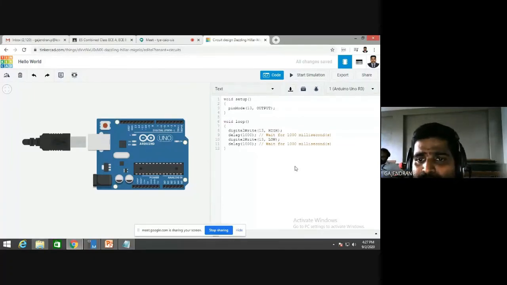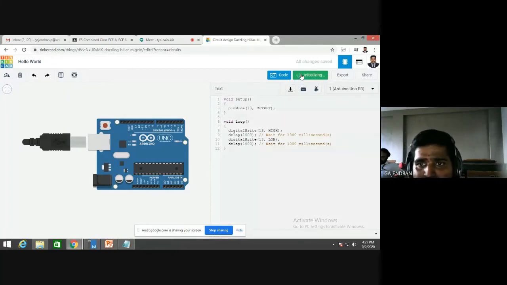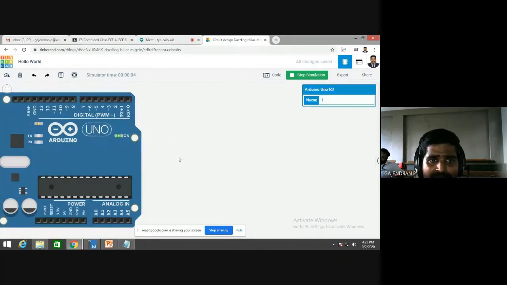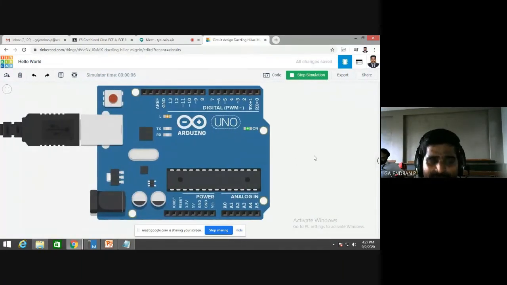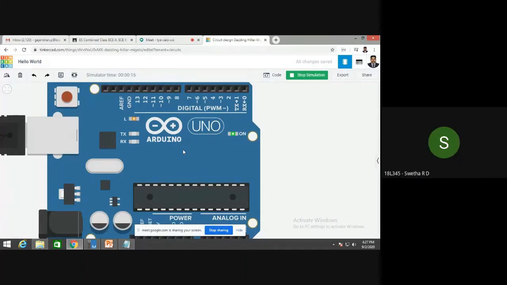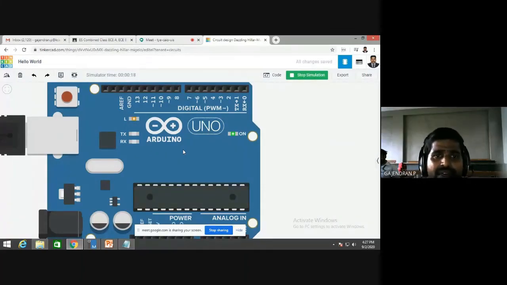What I need to do: go to start simulation, click once. That's all. Today's task is over. Is the LED blinking? Can anyone view this? Yes, sir, the LED is blinking. That's all. Likewise, we can do n number of projects. See how much time we took to execute this one, a fraction of a second, isn't it? The same way we can do it.